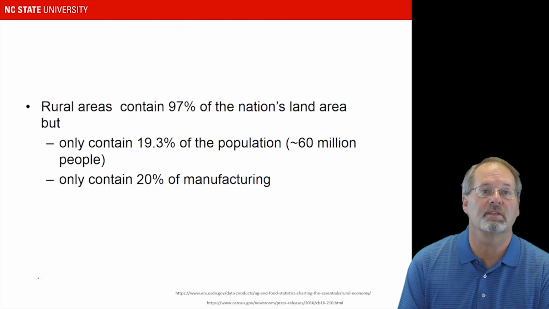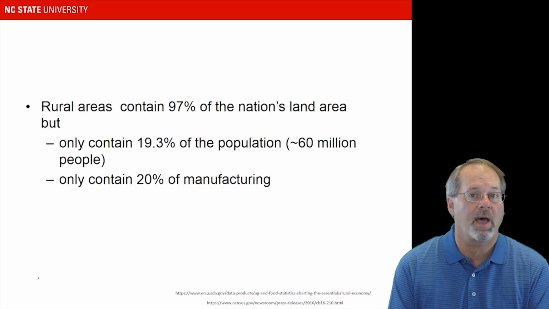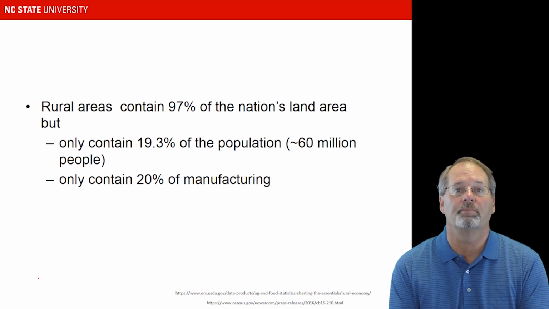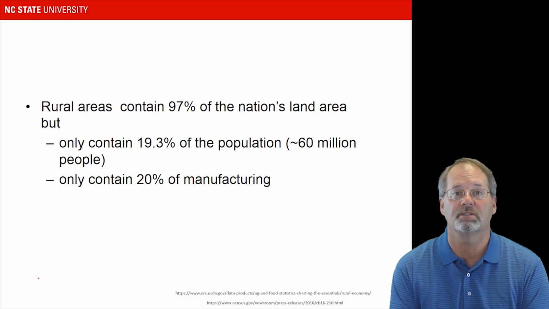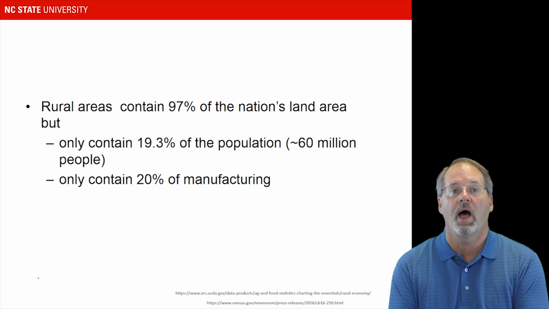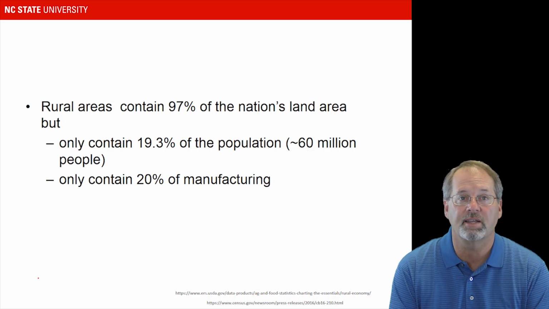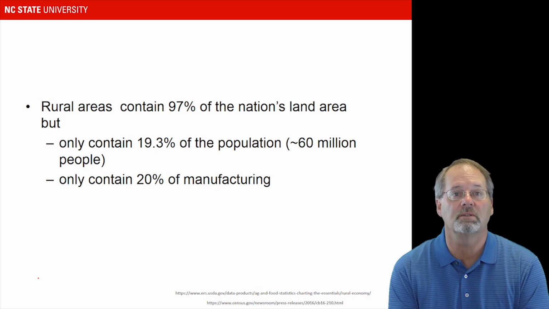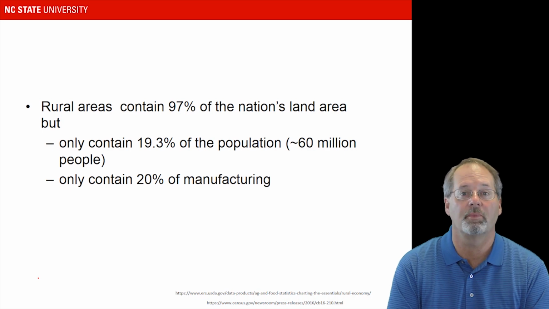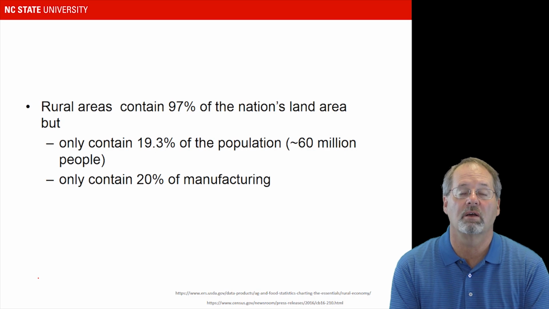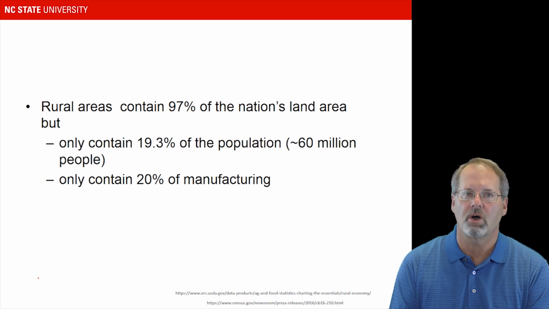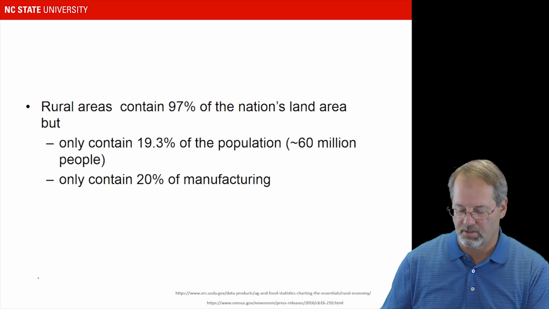Now here's the interesting thing. As that map showed, the green in that map, rural areas are about 97% of the nation's land area. So it's a huge dominant place. However, it only contains 19% of the population and 20% of the manufacturing. So we've got this very, very large rural area, and we have not a lot of people there. We'll talk more about why that's critical later.